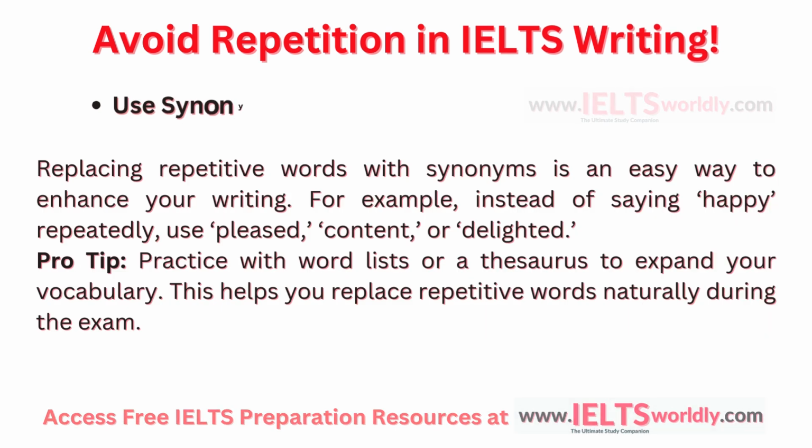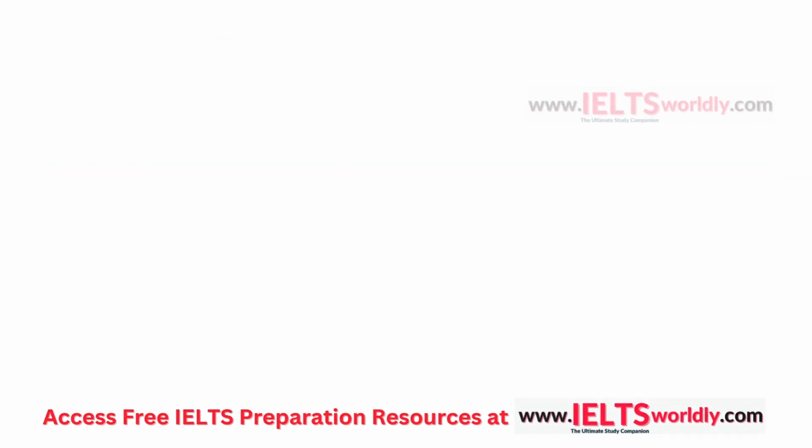Tip number 1, use synonyms. Replacing repetitive words with synonyms is an easy way to enhance your writing. For example, instead of saying happy repeatedly, use pleased, content, or delighted. Pro tip, practice with word lists or a thesaurus to expand your vocabulary. This helps you replace repetitive words naturally during the exam.